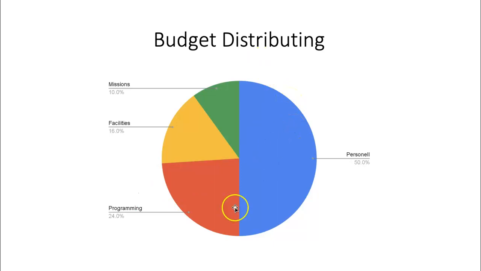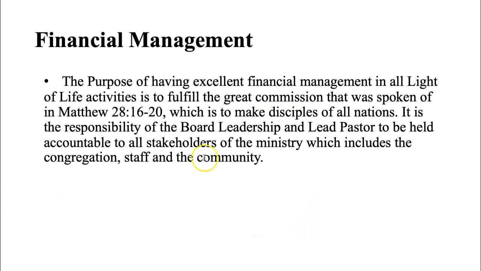So here's where the budget distribution is in this pie chart. We have personnel at 50%, programming at 24%, facilities at 16%, and missions at 10%.